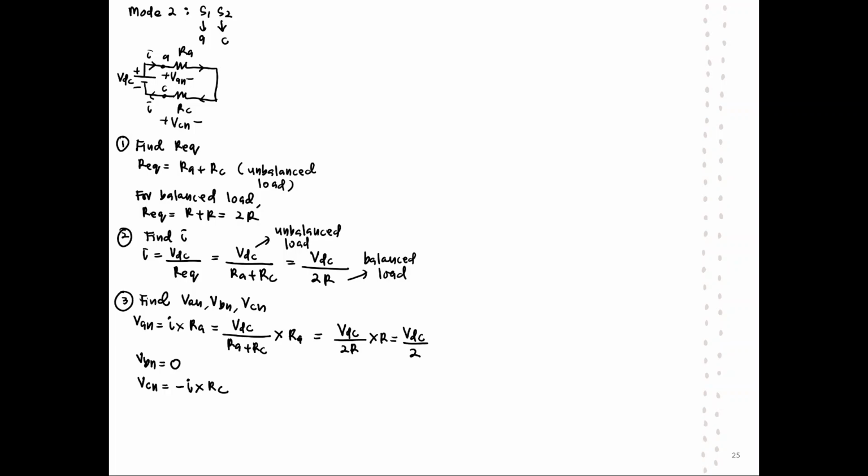Again, why is it that for VCN we have a negative sign? Because there is a reverse polarity between your voltage and current, the opposite polarity in the direction of your voltage and current. So this will be the level for your phase voltage VCN, which is negative VDC over 2. And then the next step is to find the line-to-line voltage.